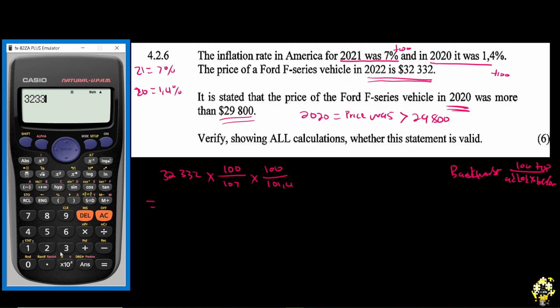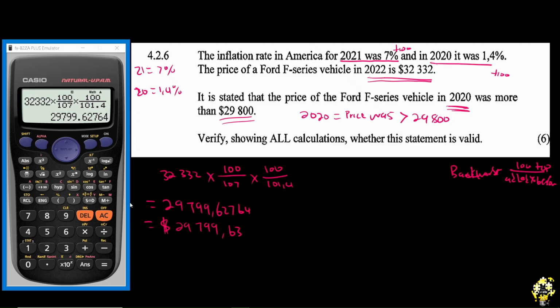Now, what's the answer? Let's go to our calculator. 32,332, if you multiply by a fraction of 100 over 107, and multiply by a fraction of 100 again over 101.4, what do you get? You actually get 29,799.62764. Rounded off to two decimal places, this is dollars, it's going to be 29,799.63. You're not done answering the question, but you are done with regards to inflation. You have calculated the price in 2020.